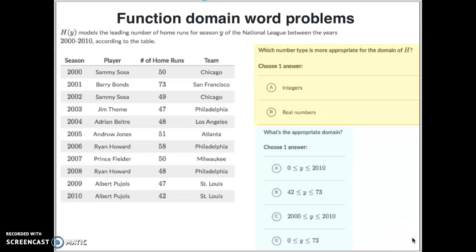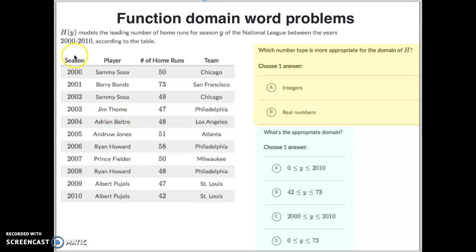Today is Khan Academy. Not terribly difficult, but it does take a little bit of thought behind it. Function, domain, word problems. So, we're trying to decipher the domain. First question here, and I kind of broke it up. The main part is right here. The first question is in yellow, the second question is in blue that we're doing, so I could fit this in one screen.